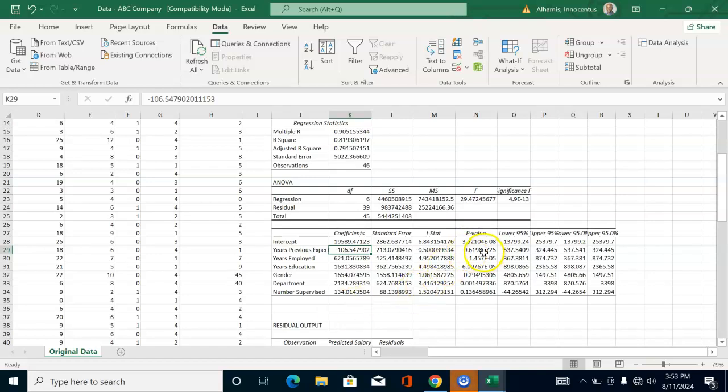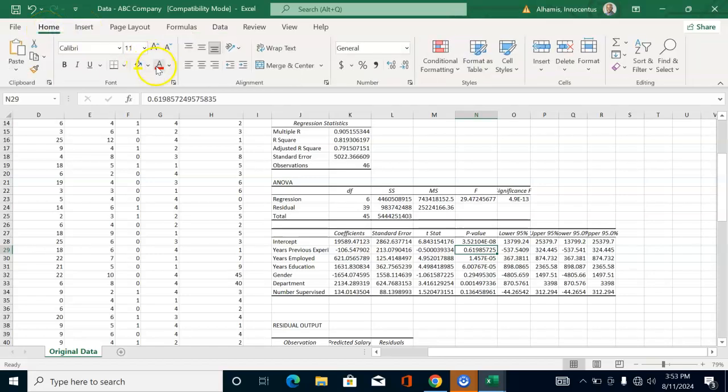Years of previous experience is negative, which is weird, but that will be explained by the p-value. You can see that the p-value is 0.61, which is greater than 0.05. So years of previous experience has nothing to do with the salary. I'm going to go here and put it in red to show that years of previous experience has no effect on the salary.